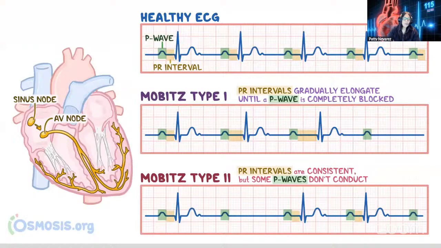This is another sample, and I like this from osmosis.org. They are representing the PR interval. So we can see the difference between, especially, the second degrees. We're going to see here Mobitz 1 or Wenckebach and Mobitz 2. So you can see the difference between the two.